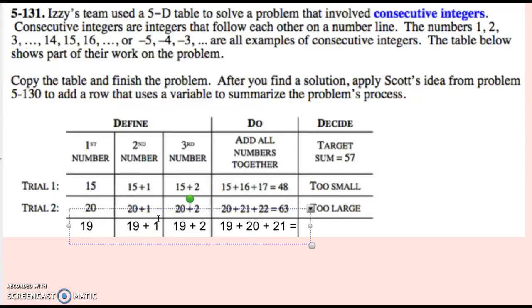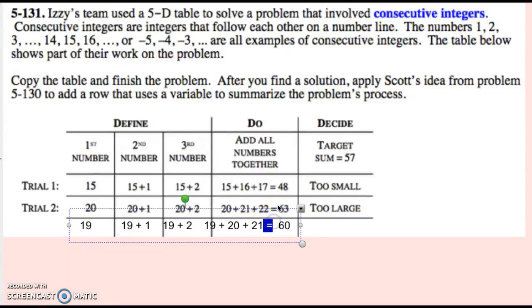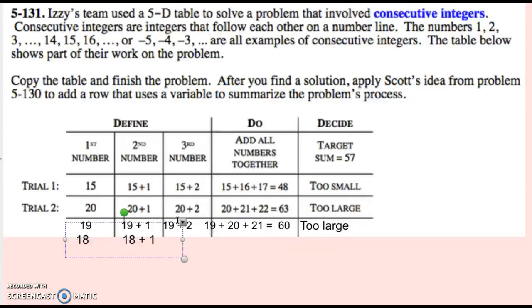And that will equal 50. I'm sorry, 60. And 60 is still too large. So then I know that I need to guess the next lower number. I see that this time it went down by 3, so if it reduces by another 3, I'll end up at my target number. So hopefully 18 works. So I have 18 plus 1 will give me the next consecutive number, 18 plus 2. Then I end up with 18 plus 19 plus 20, and that will equal a sum of 57, which is just right.